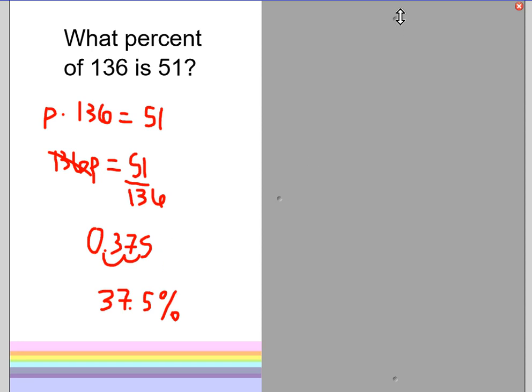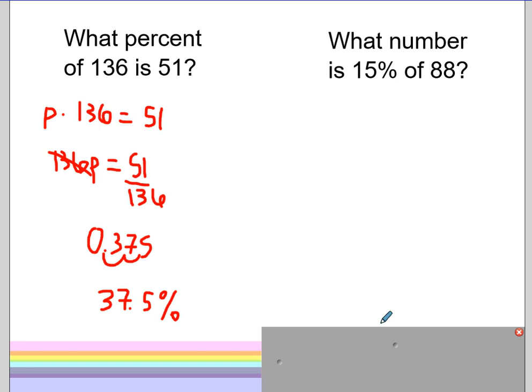All right, let's look at one more example of doing it the equation way. What number is 15% of 88? So I'm going to do just x equals 15%. I'm going to turn it into a decimal, so 0.15 of, so times 88. So then I'm just going to multiply 88 times 0.15. And that is going to get me 13.2.